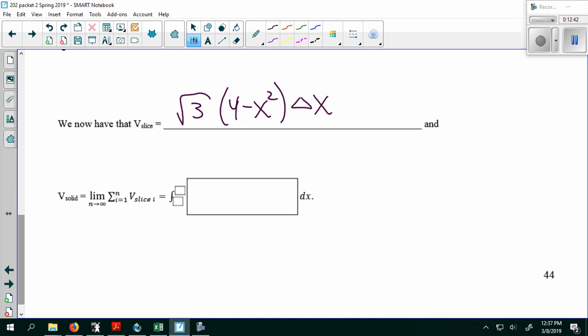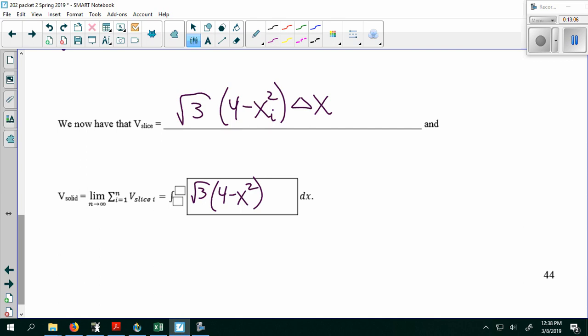That's the volume of my slice. Then I'm going to add up all my slices, take a limit as n goes to infinity, translate this limit of a Riemann sum to an integral. So this becomes root 3 times 4 minus x squared. You drop the sub i, delta x becomes a dx.